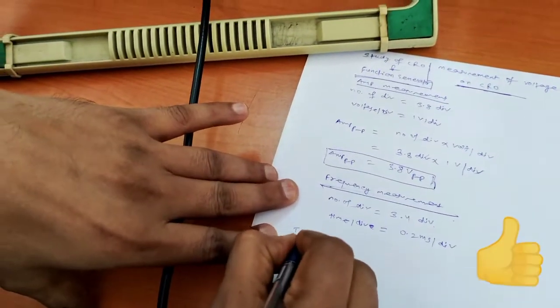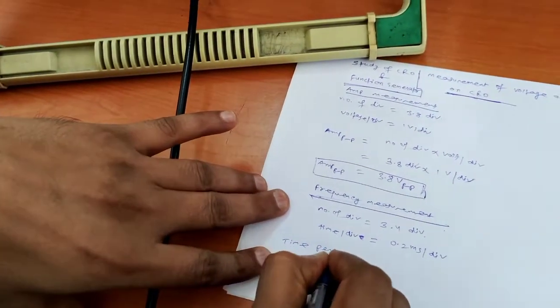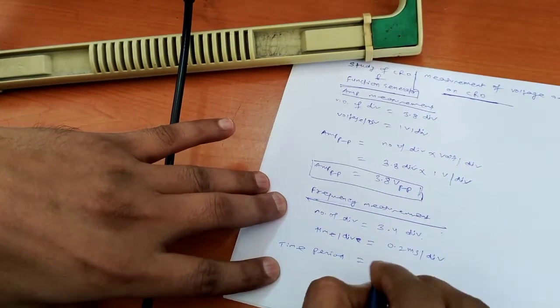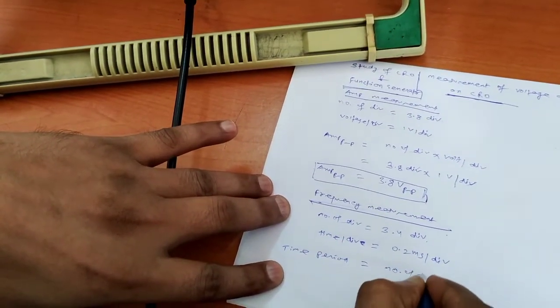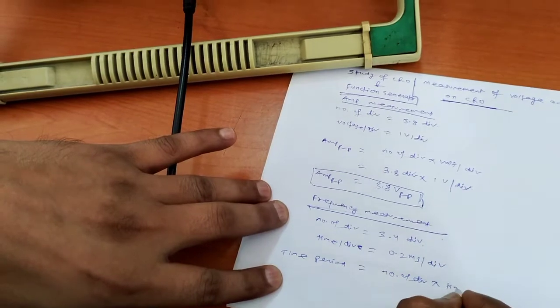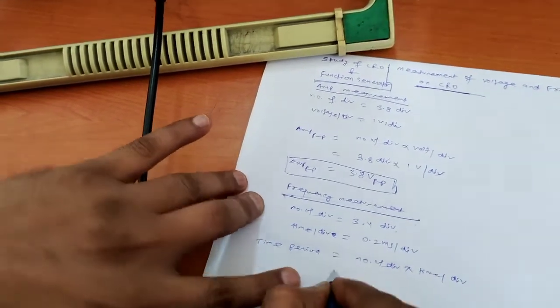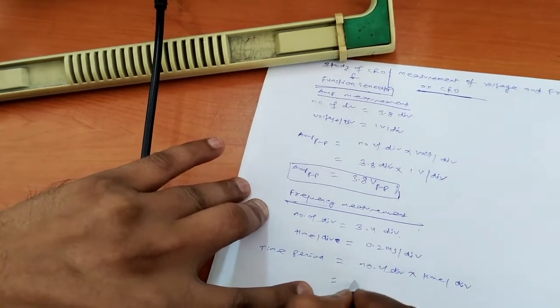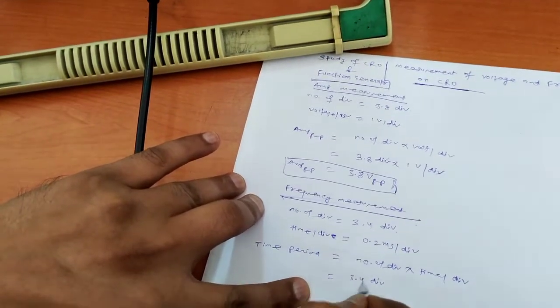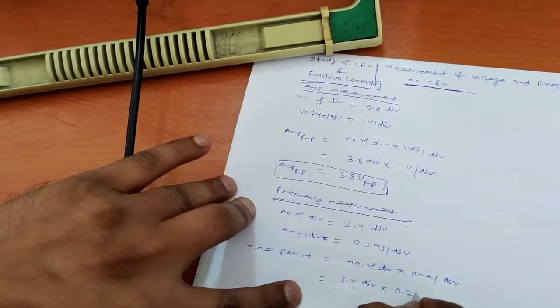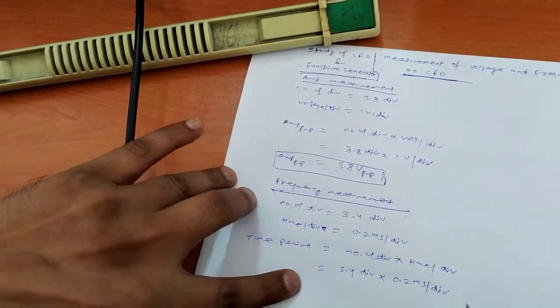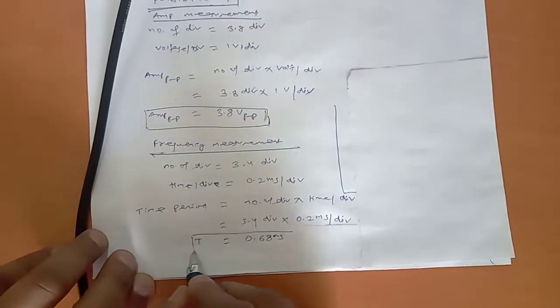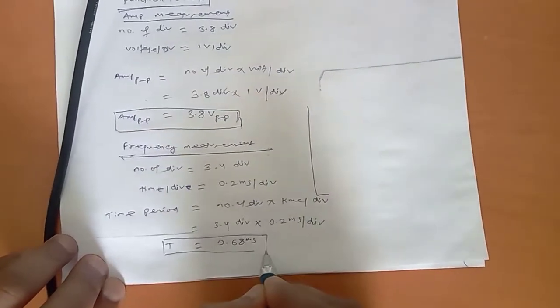Now you can multiply to get the time period. The time period can be obtained from the multiplication of these two: number of divisions multiplied by time per division. The division cancels, and we will be having only time. So this will be 3.4 divisions multiplied by 0.2 millisecond per division. T is equal to 0.68 millisecond.